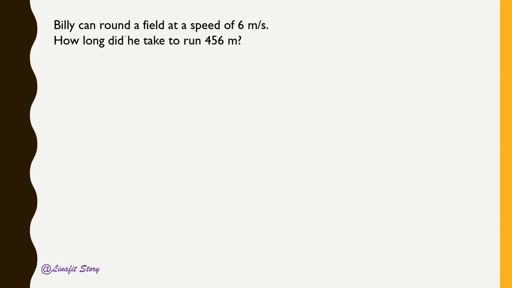Billy can run a field at a speed of 6 meters per second. How long did he take to run 456 meters? Remember that units for distance or time taken must be consistent. So the speed over here is 6 meters per second, while the distance is also in meters, 456. So that's why meters is used consistently. Conversion of units for distance is not required. So to solve the question, we may use the DST triangle.